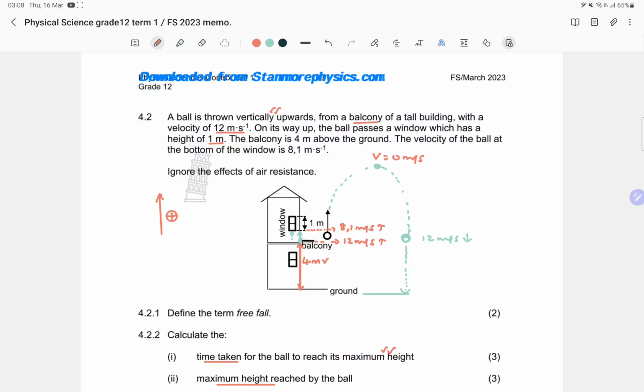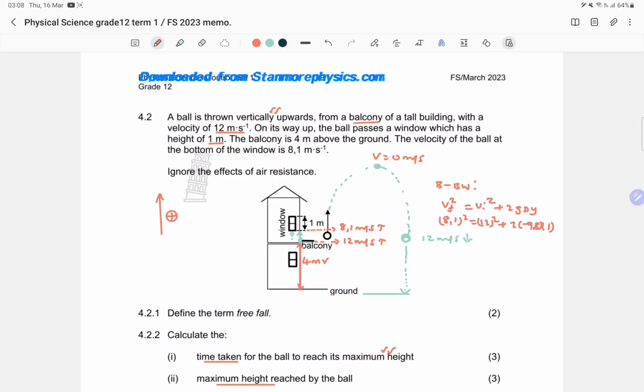Now we can just say what happened here. We know that we're talking about balcony to the bottom of the window. So we want to know the time. So we know that V equals, not time, we already calculated time. So we want the displacement. So it's going to be Vf squared equals Vi squared plus 2 g delta y, right? So this is going to be 8.1 squared equals 12 squared plus 2 into minus 9.8 into 1.